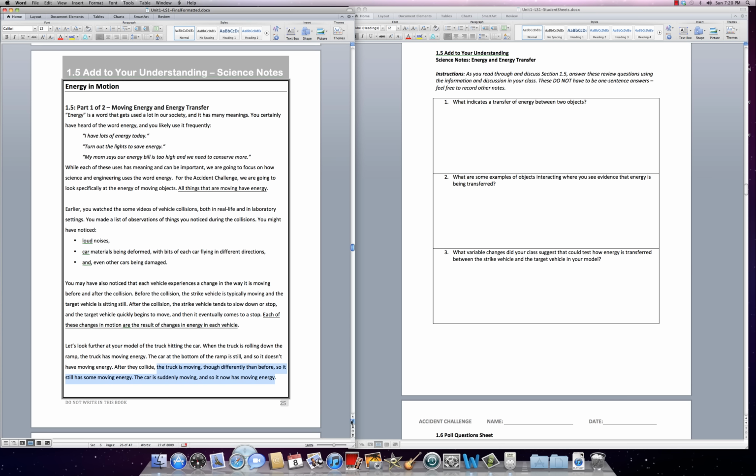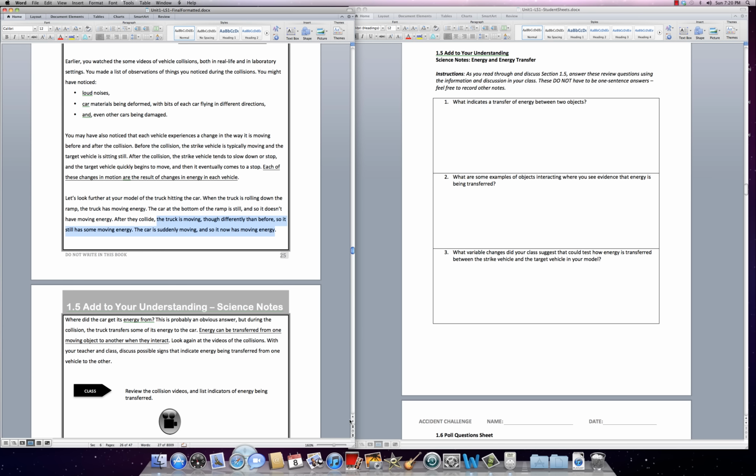This leads us into our next concept, which talks about where did the car get its energy from? How did the car start to move? How did it get moving energy? This is a perfect time to try to elicit this answer from your students. Without getting into the next concept, really facilitate the conversation. Maybe even model, again, the truck hitting the car in front of the classroom. And really get the students to come out with the answer that the truck made the car go into motion, that it might have transferred energy during the collision.